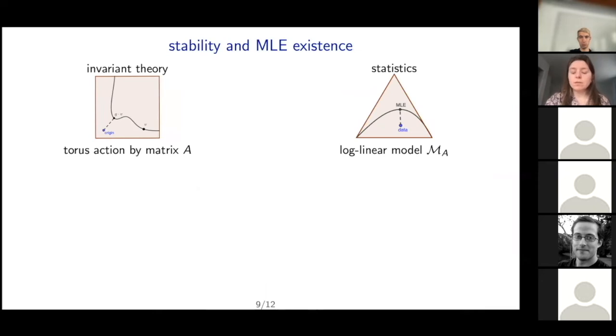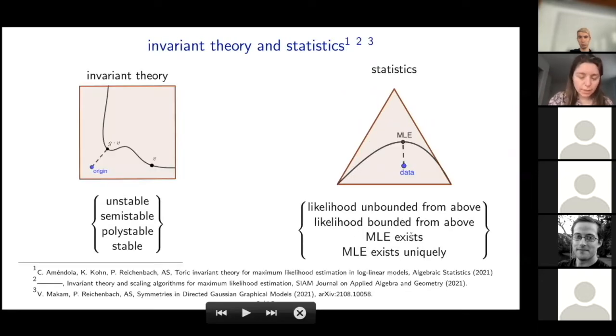Okay, and so we've been looking at this problem in various different settings. So today I'm talking about this toric setting with log linear models. So that's this first paper here. We've also looked at it for multivariate Gaussian models and also in follow-up work with Visu Makam and Philipp Reichenbach for Gaussian graphical models. Okay, but today I'm talking about the toric case where we're dealing with log linear models.